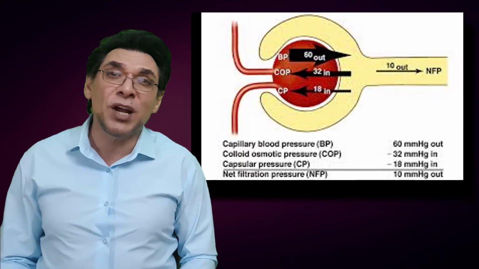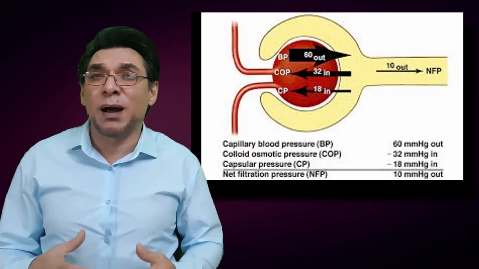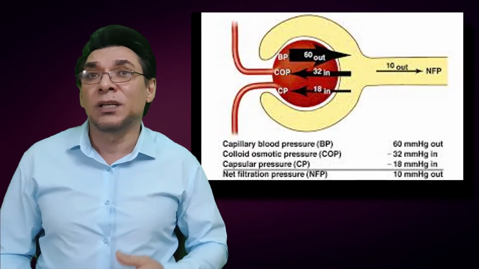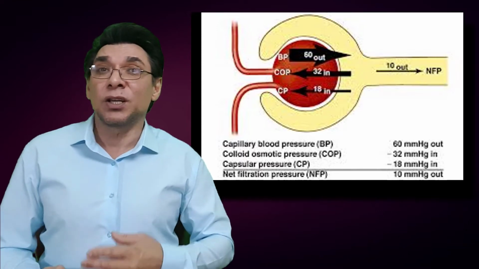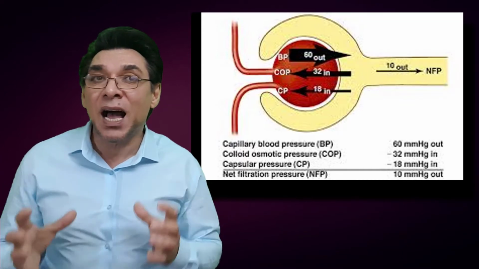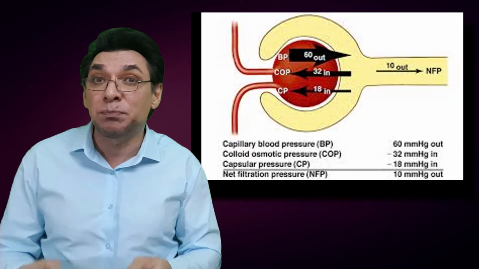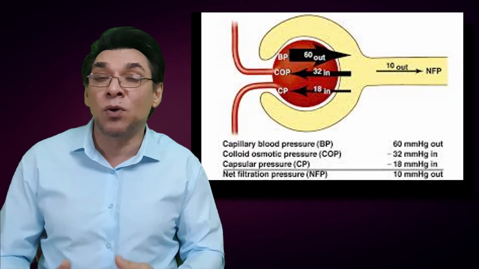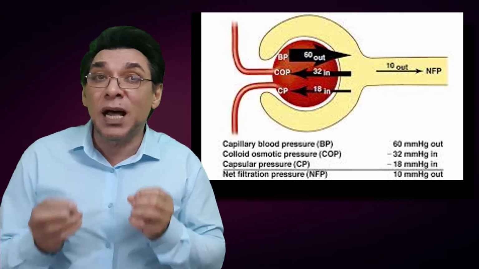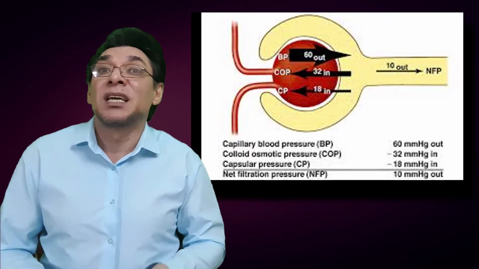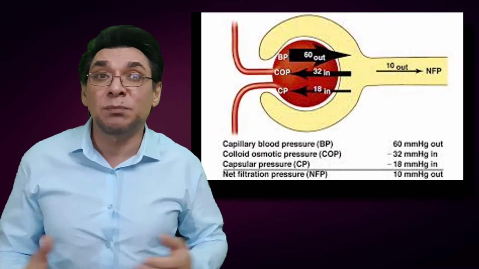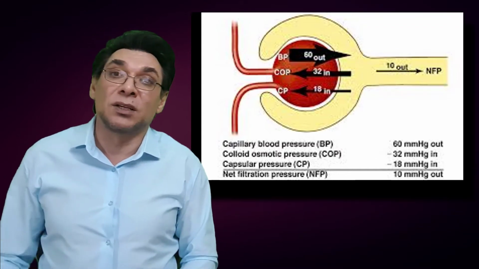The filtration pressure is influenced by the blood pressure in the glomerular capillaries, the blood protein concentration, and the pressure in the Bowman capsule. The blood pressure is normally higher in the glomerular capillaries than it is in most capillaries. The filtration pressure increases if the blood pressure in the glomerular capillaries increases further. The filtration pressure decreases if the blood pressure in the glomerular capillaries decreases.